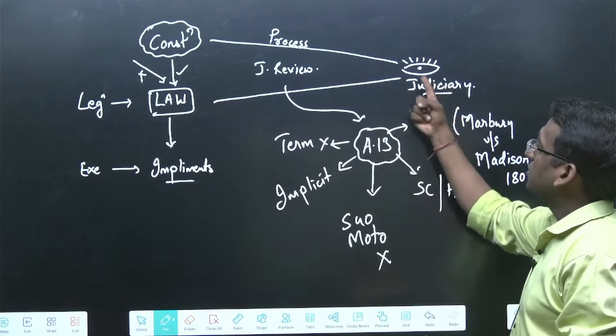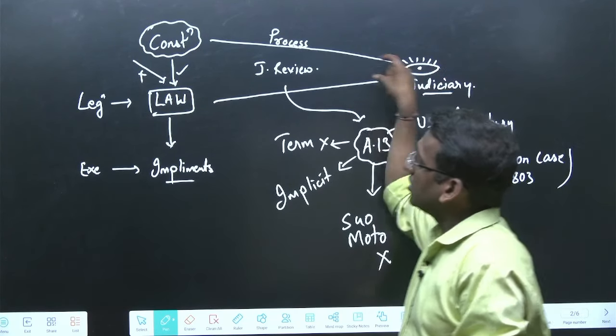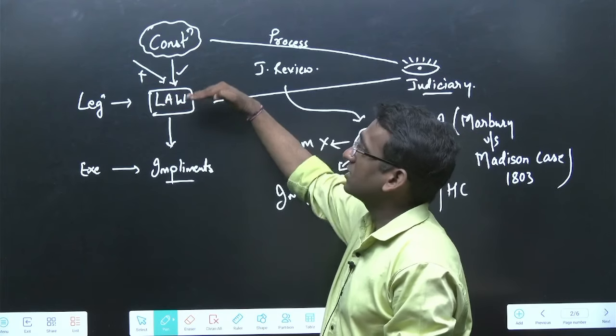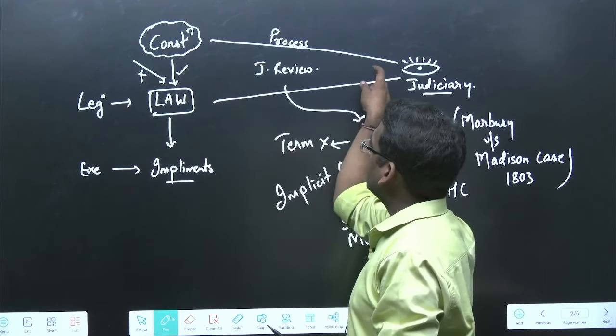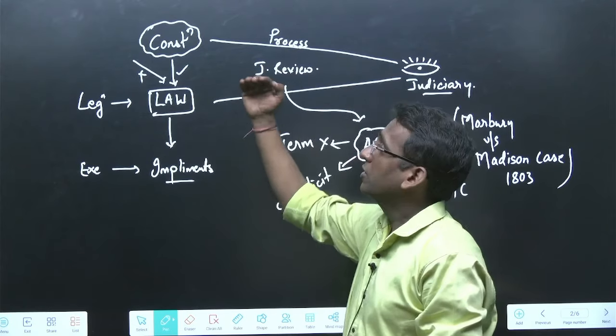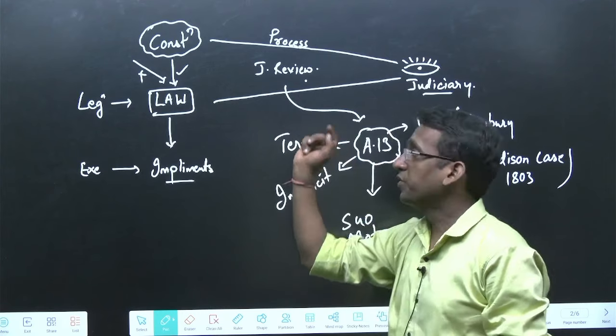So it is the judiciary, the third organ of the state, which works like an eye, and it reviews whether the law made by the legislature is according to the constitution or not. Okay? So this entire process of reviewing the constitutionality of the law is called judicial review.